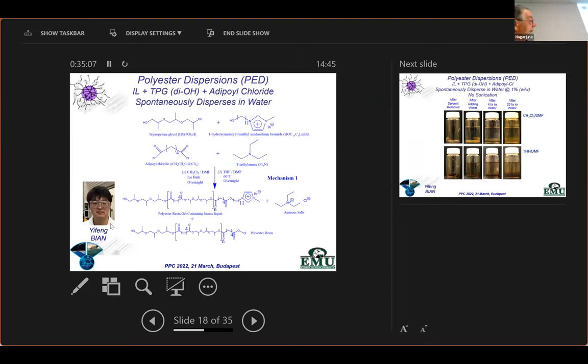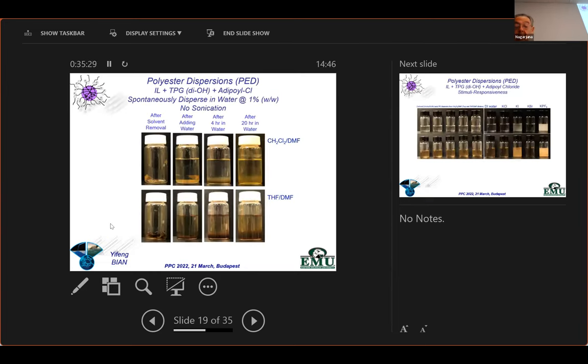We're also studying polyester dispersions, again using the same tripropylene glycol, the same hydroxyundecyl methyl imidazolium bromide, but instead using a diacid chloride to make polyesters, which exhibit the same spontaneous dispersion in water. So here we have a photo after we removed all the solvent and added water, and we see increasing turbidity and or dissolution or dispersion with time.